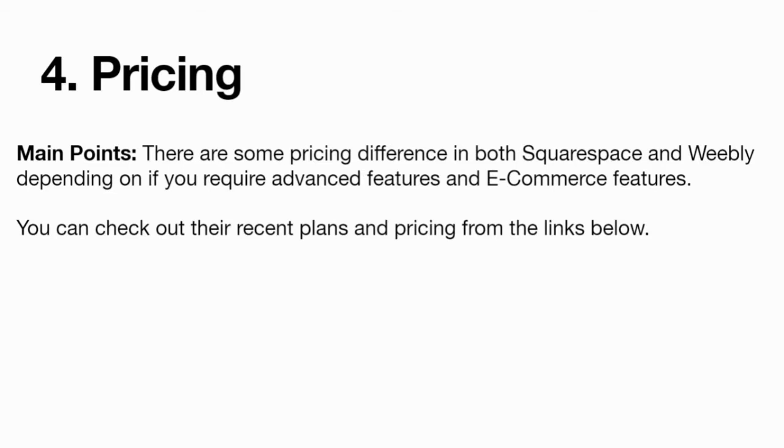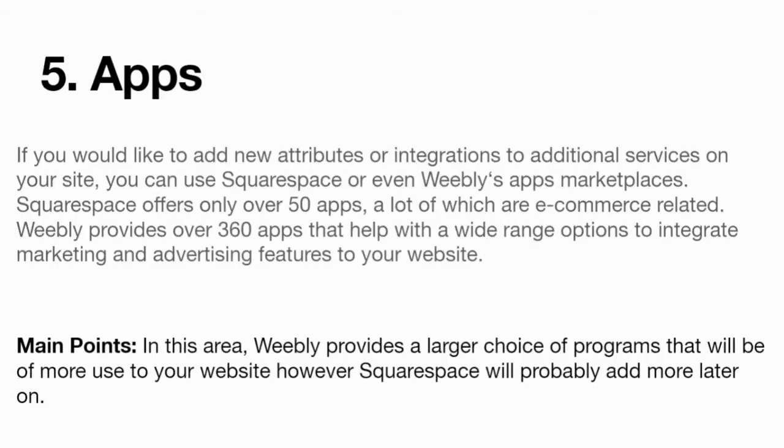So we'll move to the next point, which is the fifth one, apps. If you would like to add new integrations or marketing and advertising services to your website, you can use apps which are provided by the Squarespace and Weebly app marketplaces. Squarespace offers over 50 apps, and they are mostly e-commerce related. Weebly provides 360 apps with a wide range of options to integrate your marketing and advertising features to your site. So you have more options here with Weebly.